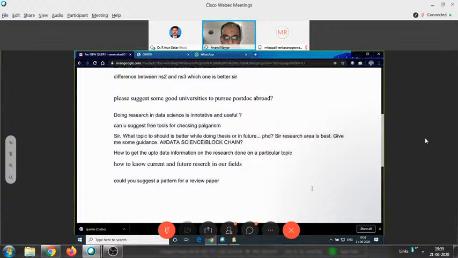I have told you that checking plagiarism free of cost is not very reliable. PlagScan is there, but I suggest that you go for Turnitin. You can buy it at a very cheap price. That is better for you.